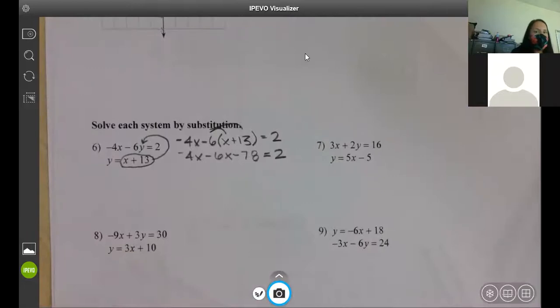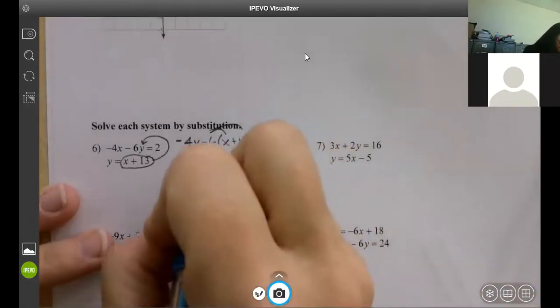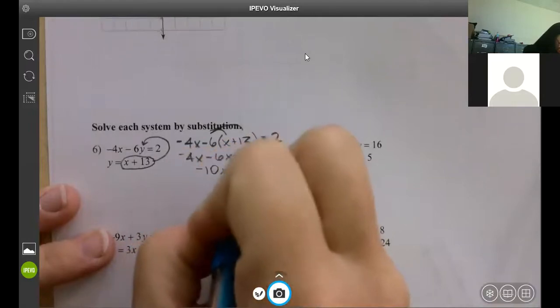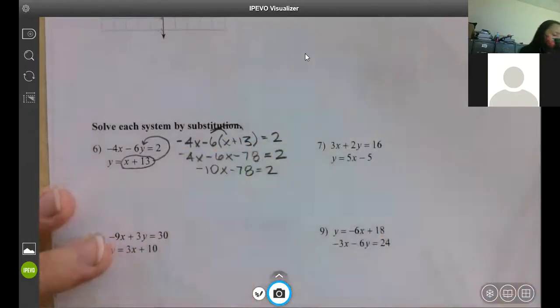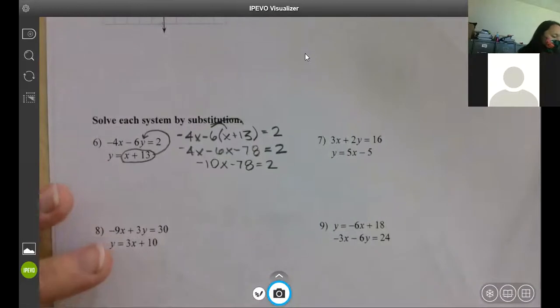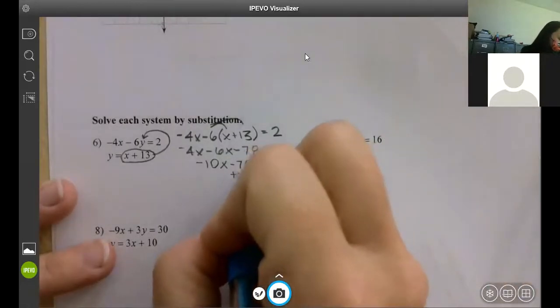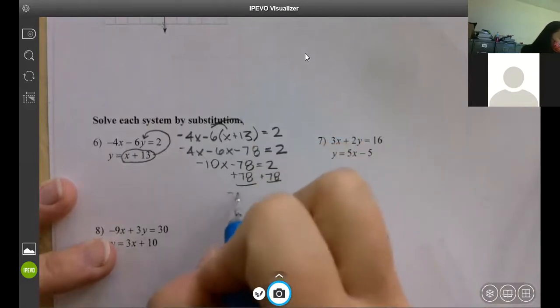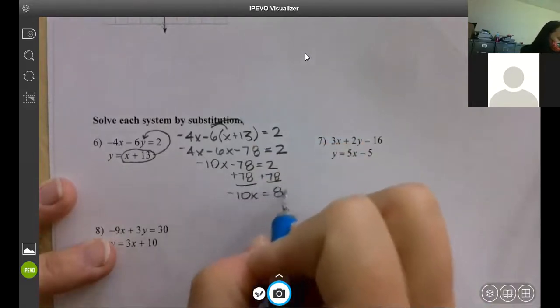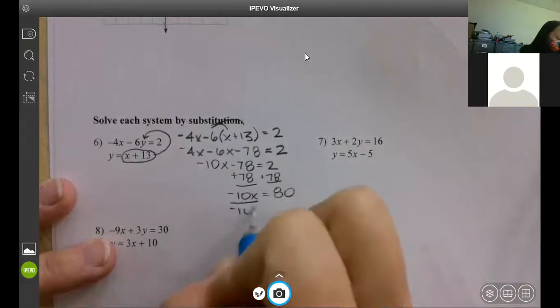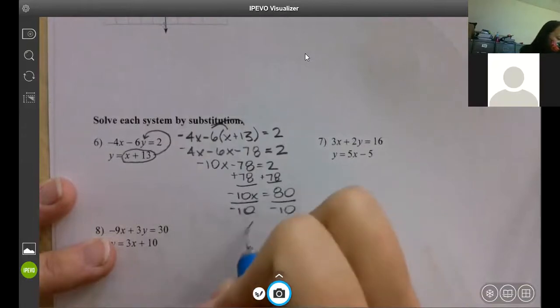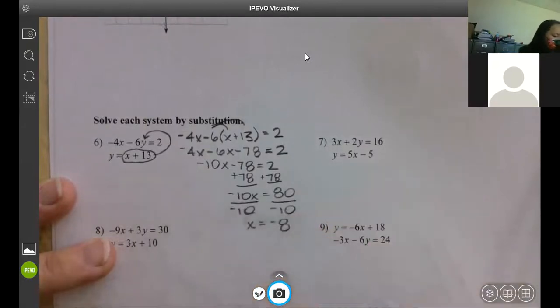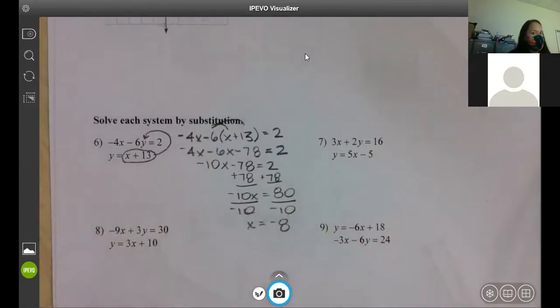Okay. -4x minus 6x minus 78 equals 2. How do I solve? Perfect. Plus 78. I get -10x equals 80. Divide by -10. And I get x equals -8. That's not all I need to do though. I need x and y, right?